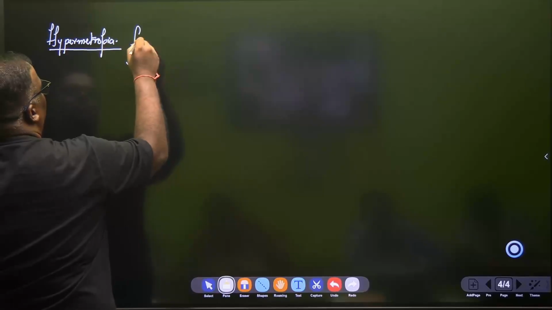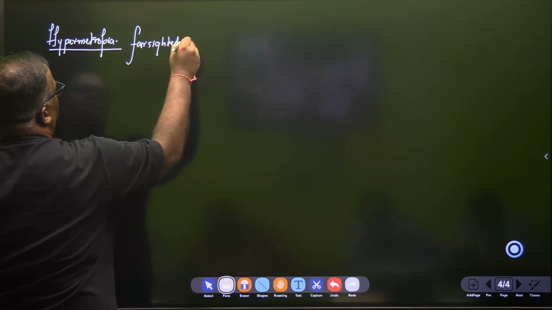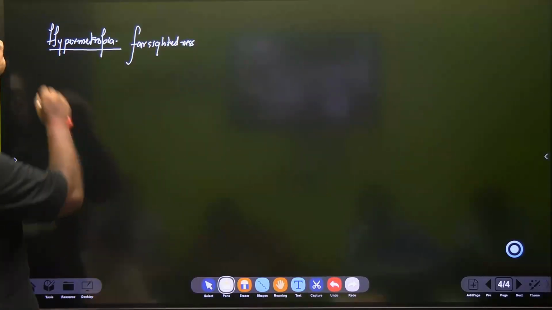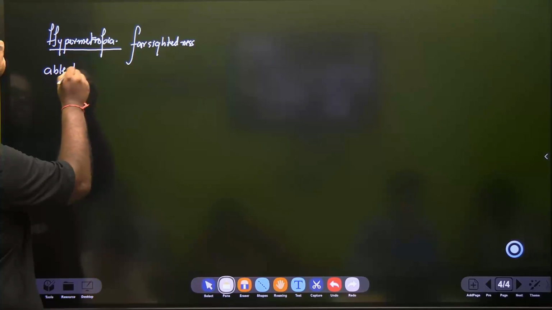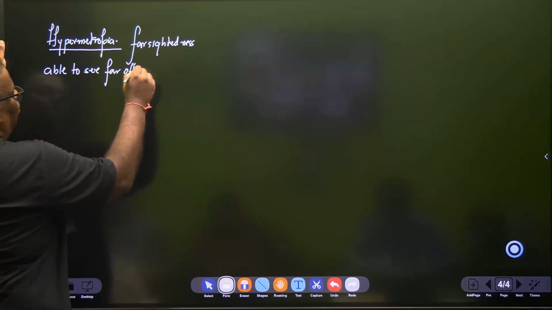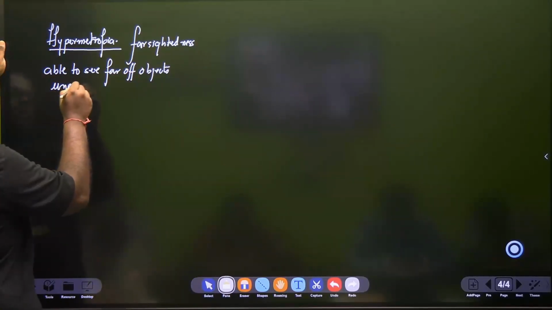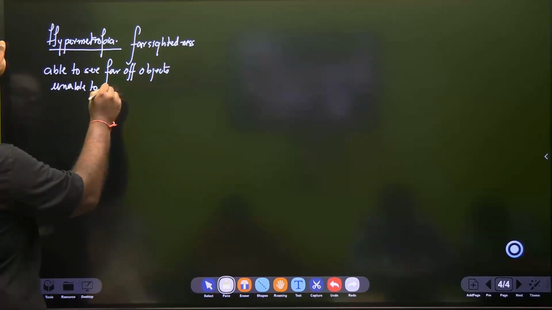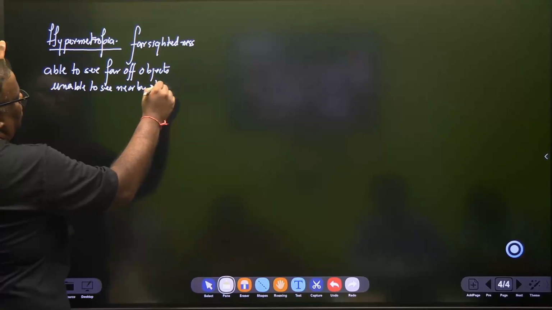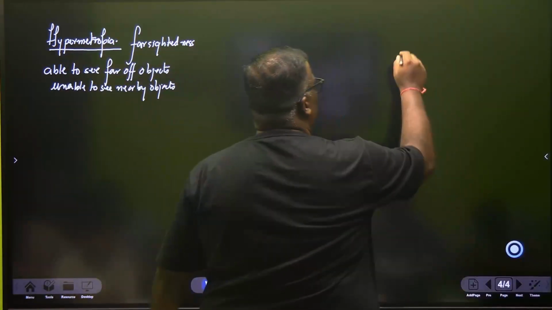Hypermetropia means farsightedness. Farsightedness means able to see far off objects, unable to see nearby objects. Now let us see the pain of this person first, and then we will address. So let's make its eye.